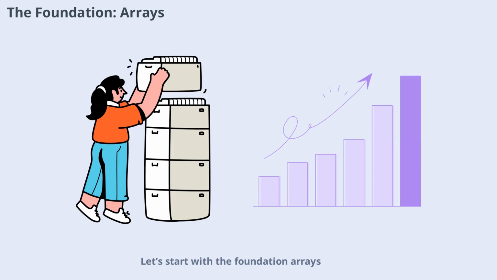Start with the foundation, arrays. Arrays store elements in a contiguous block of memory, which means you can access any element instantly using its index. This direct access is incredibly fast and efficient, making arrays ideal for situations where you need to frequently read data at known positions. However, arrays come with some trade-offs.